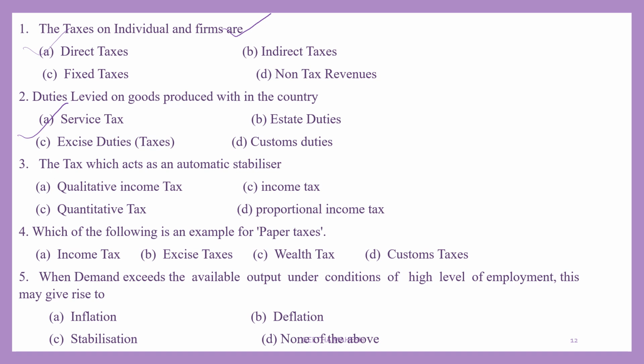Tax which acts as an automatic stabilizer: proportional income tax. Which of the following is an example of paper tax, that is wealth tax? When demand exceeds available output under the condition of high level of employment, this may give rise to inflation.